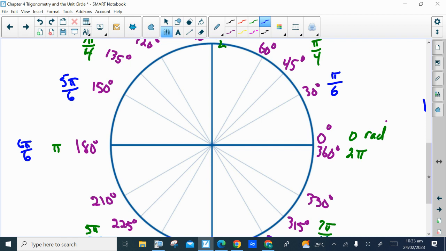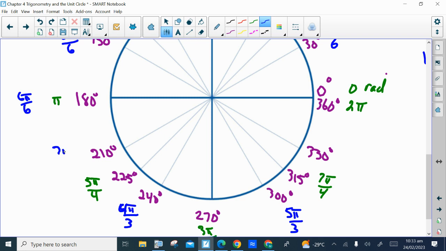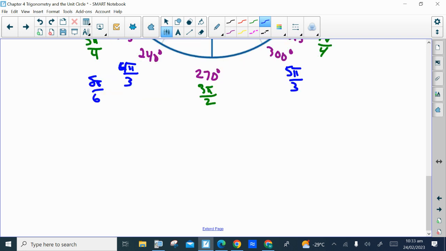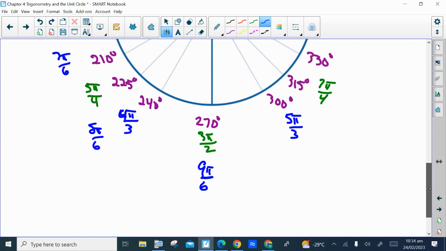Another 30 from 180 takes us to 210. That would be 7 pi on 6s. Another 30 from 210 would take us to 240. That would be 8 pi on 6, which reduces to 4 pi on 3. Another 30 from 240 would take us to 270. That would be 9 pi on 6s, and that reduces to 3 pi on 2.